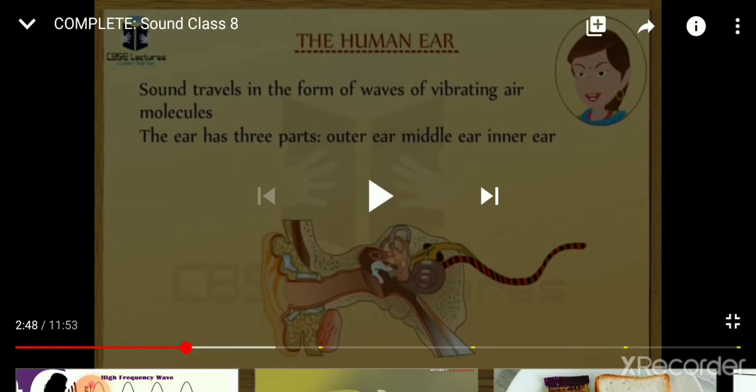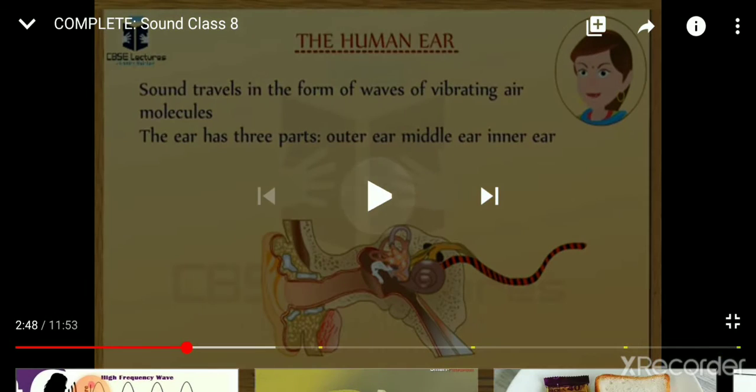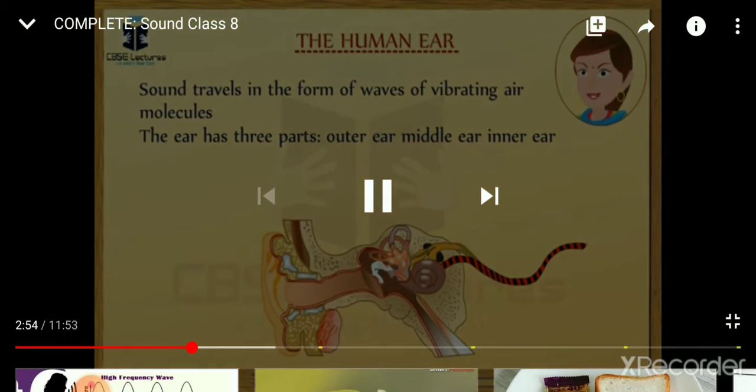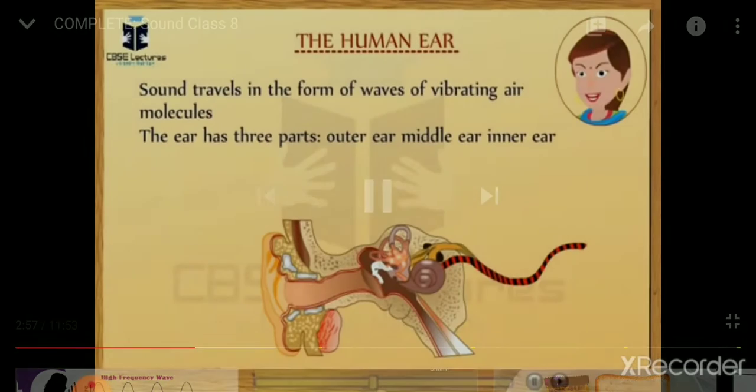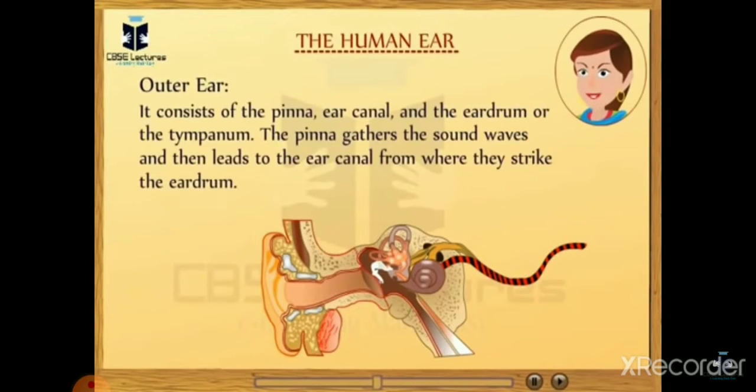The ear has three parts. You can see in the animation the outer ear, middle ear, and inner ear. So now we are studying the structure of the human ear in detail. So how does sound travel? In the form of waves of vibrating air molecules. So first of all, we are discussing the outer ear.